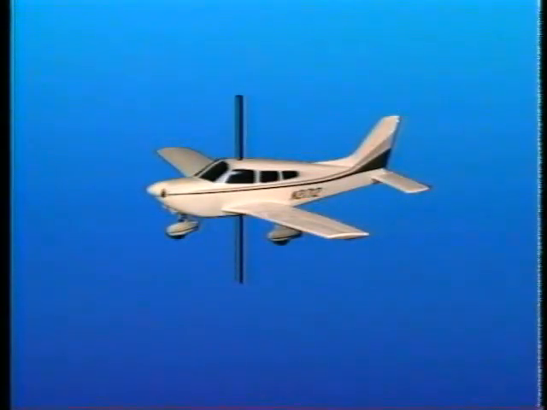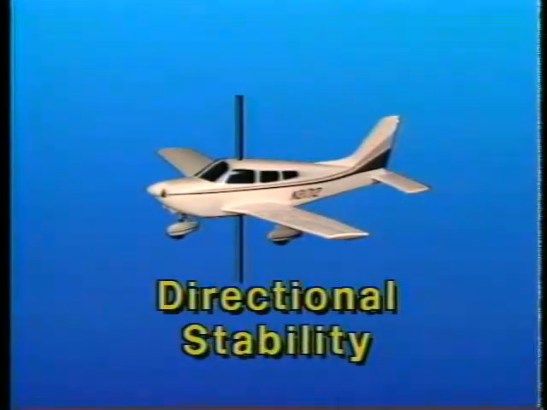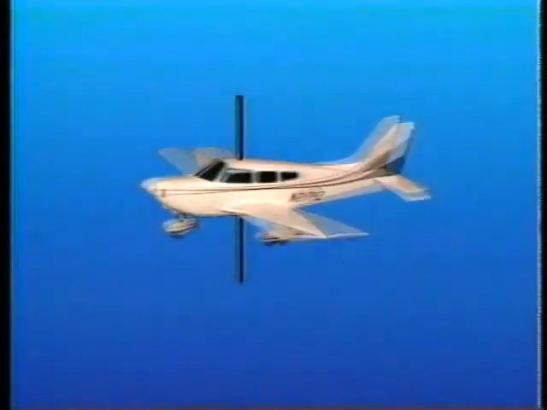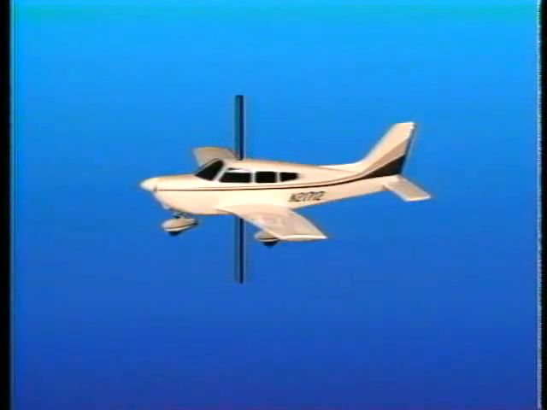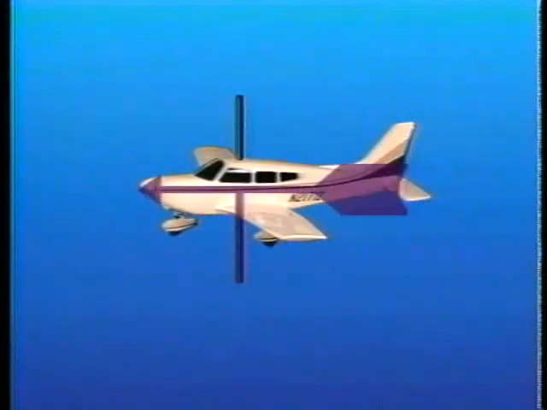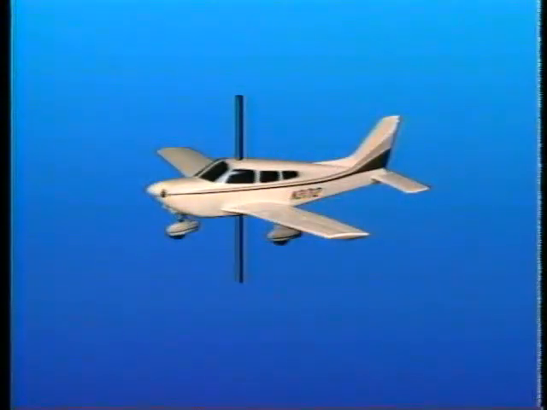Stability about the yaw axis is referred to as directional stability. When an airplane yaws to the right or left, the large surface area that is behind the center of gravity acts like a big weather vane. This forces the nose of the airplane back toward the original position.